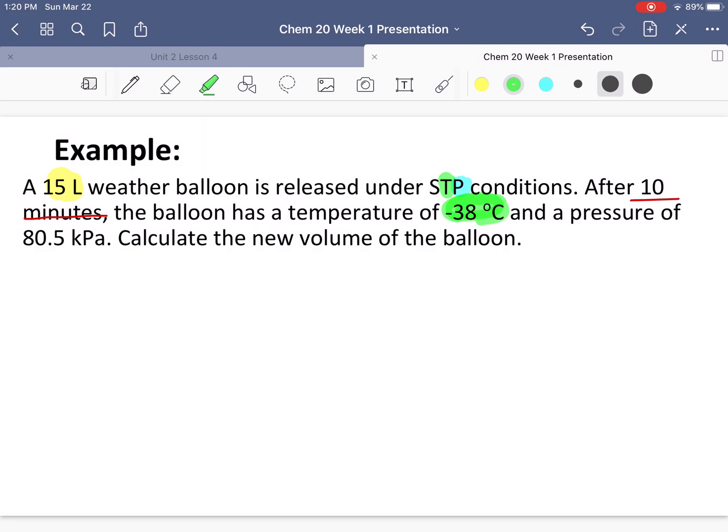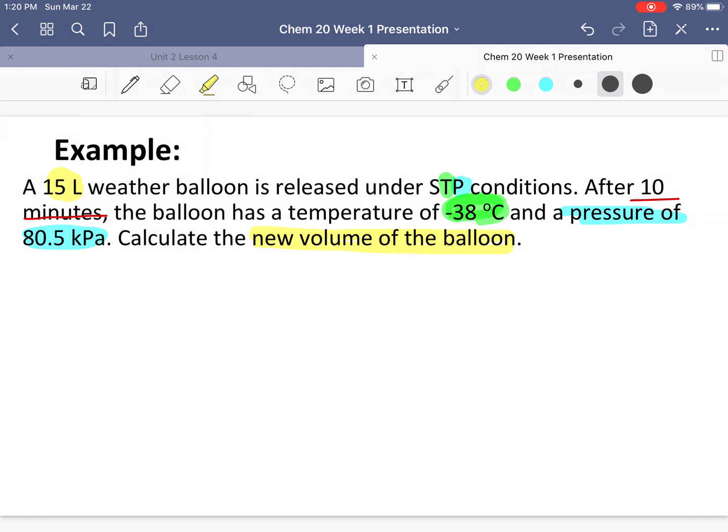Little alarm bells should be going off in your head. That's degrees Celsius. We can't use that. We need Kelvin. You're also given a final pressure of 80.5 kilopascals. The whole goal of the question is to calculate the new volume. Now, notice how I use the highlighter there.